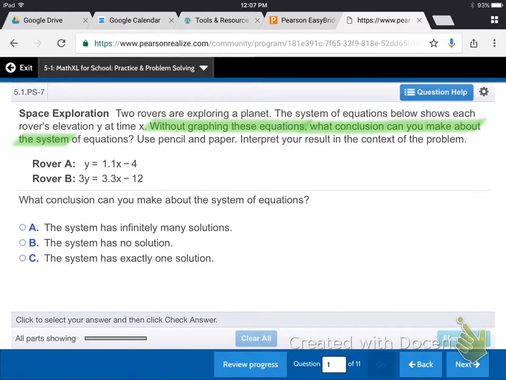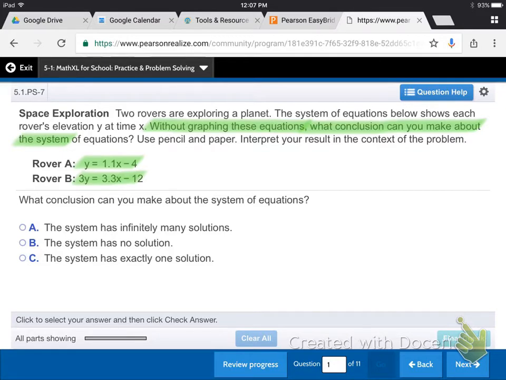So let's take a look at them and see what we can do algebraically with the equations. You can see that this one says y equals 1.1x minus 4. So the slope is 1.1 and the y-intercept is -4. Here the equation is 3y equals 3.3x minus 12. And you would think these are completely different equations. They must intersect in one point.